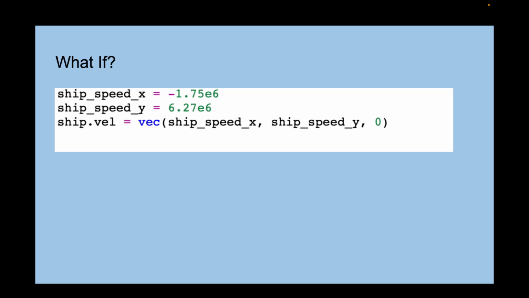And my what if question: what speed in the x and y I would need in order for the ship to reach orbital velocity. I calculated it to be negative 1.75 times 10 to the 6th in the x and 6.27 times 10 to the 6th in the y.